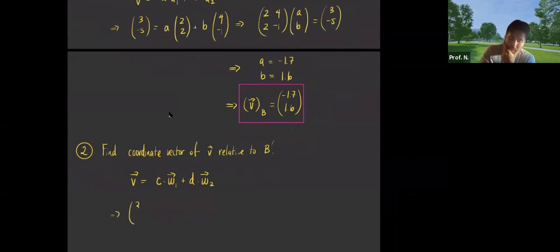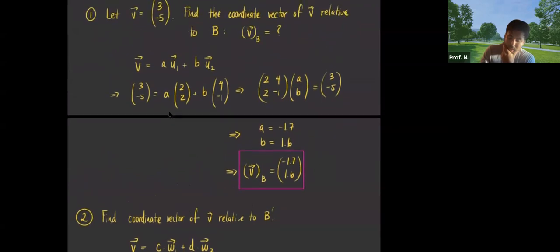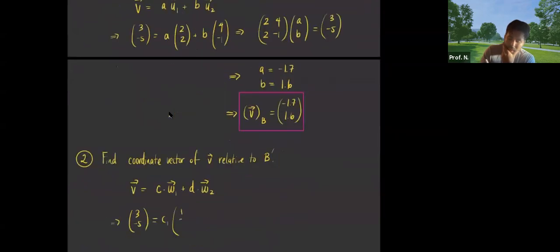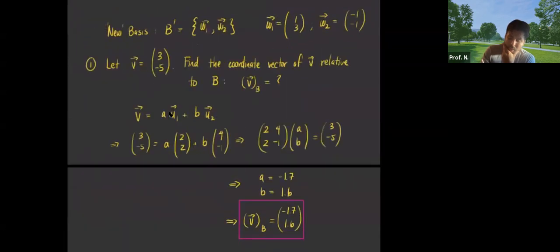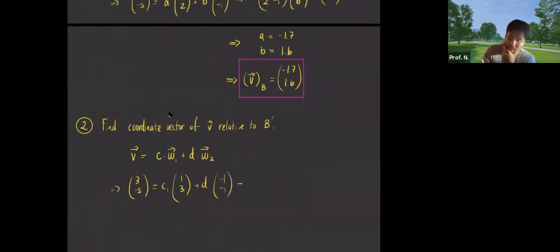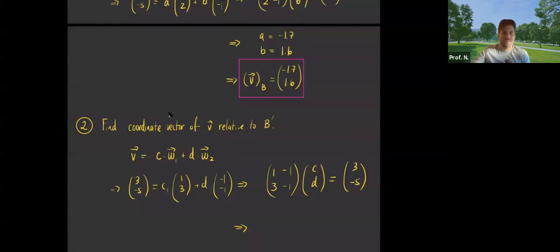This becomes [3, -5] = [C1, D]. Now W1 is (1, 3) and W2 is (-1, -1). This matrix equation is now [[1, -1], [3, -1]] times [C, D] equals [3, -5], which is a problem similar to the one we just had above.